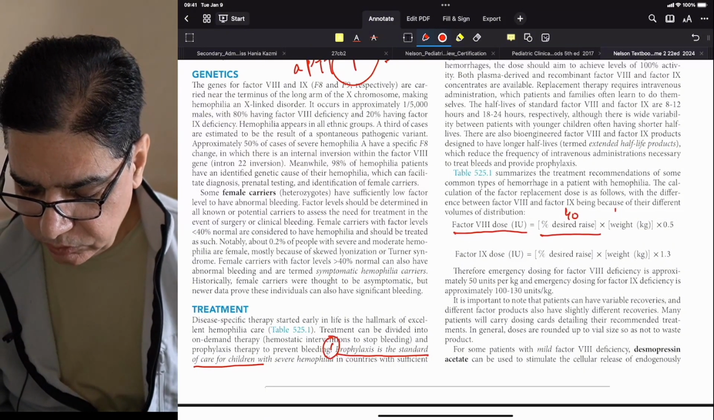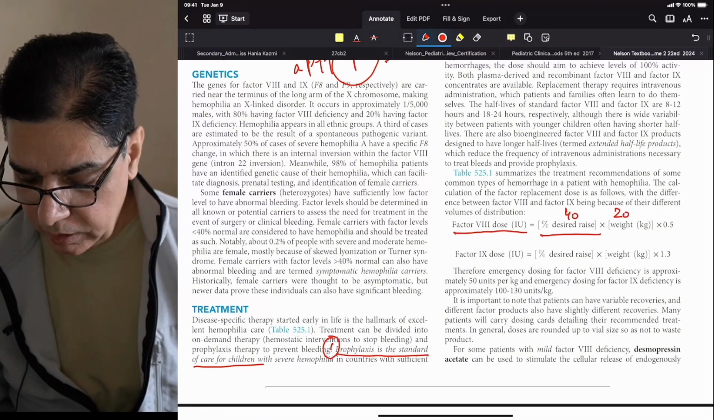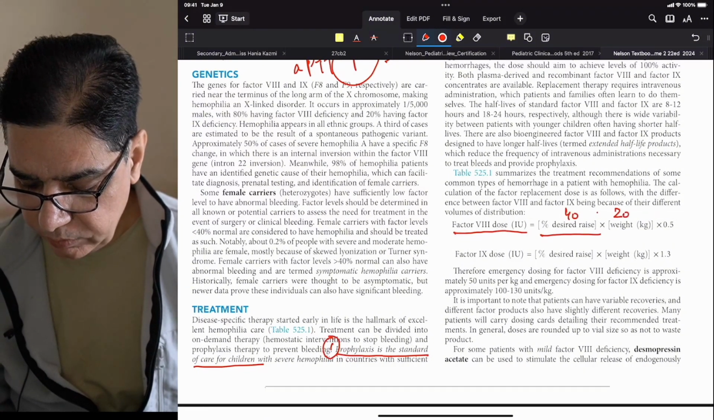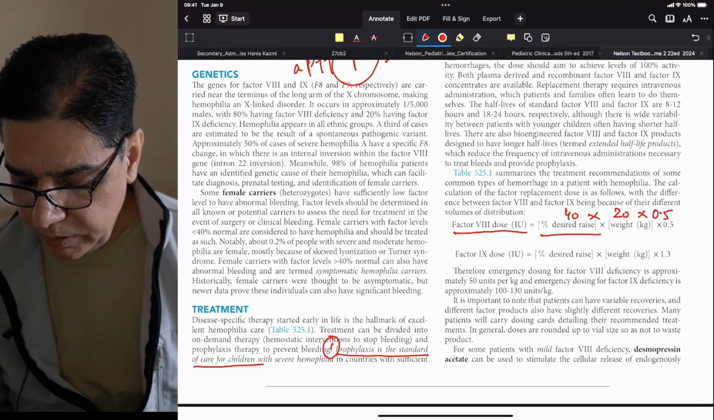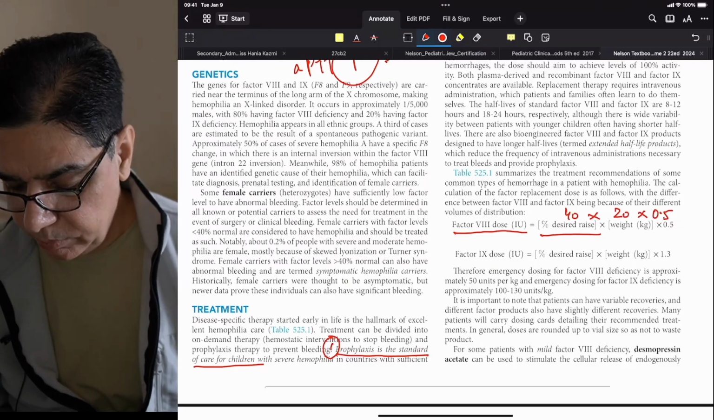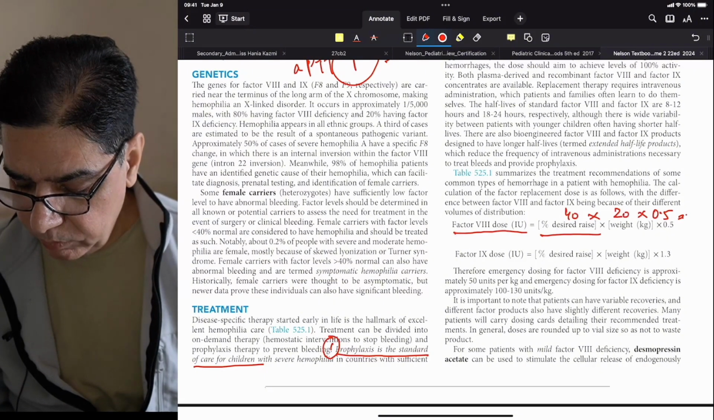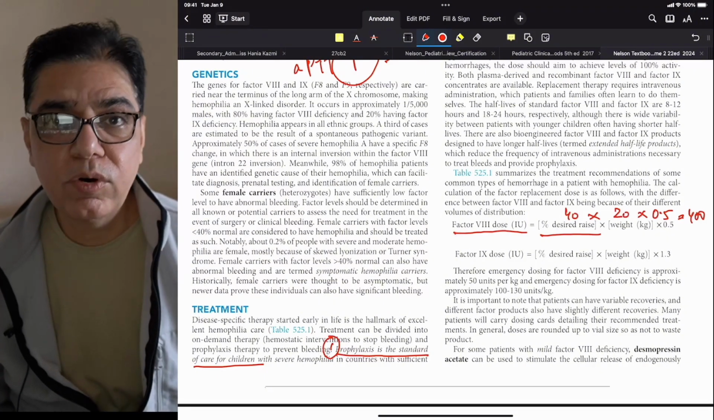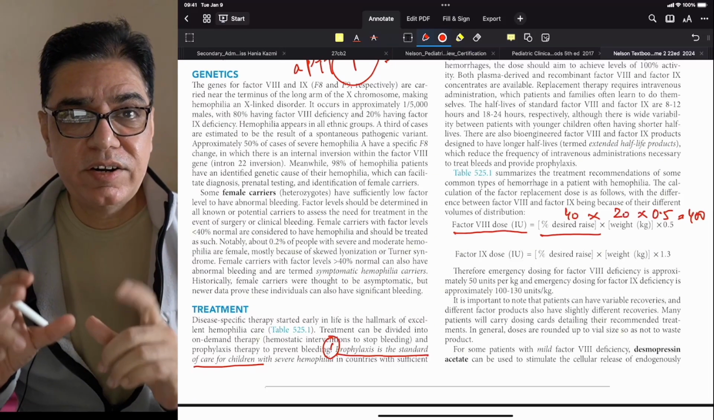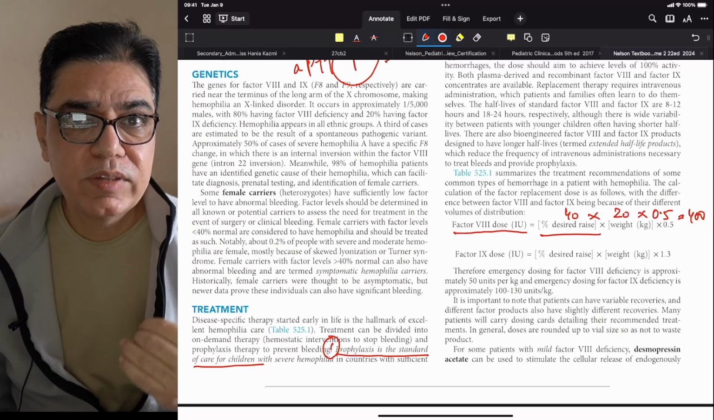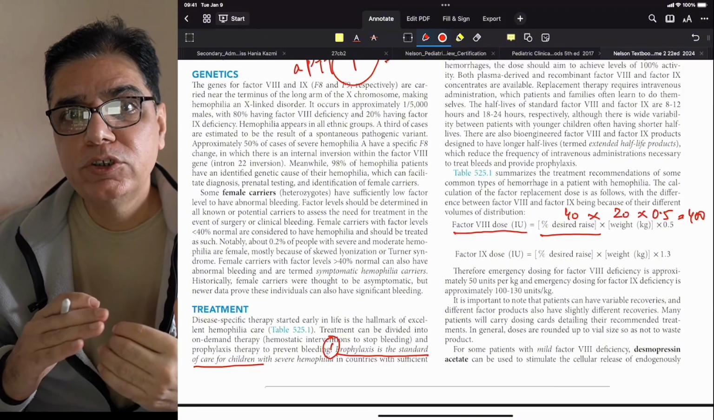Let's say this child is 20 kilograms, and then you multiply it by 0.5. So 40 into 20 into 0.5. 40 into 20 would be 800, multiplied by 0.5, that would be 400. So you will have to give 400 international units to this child. So you have to take the desired rate. Desired rate is the base level for that child and how much you want to raise it.